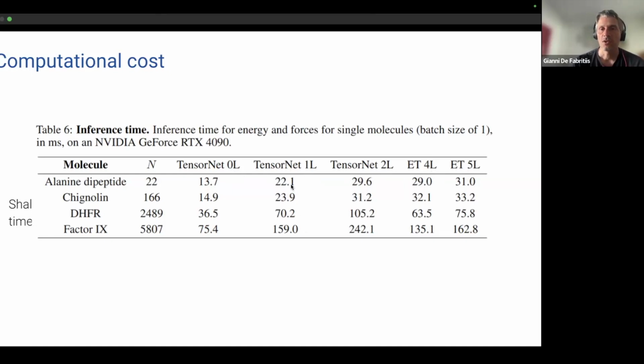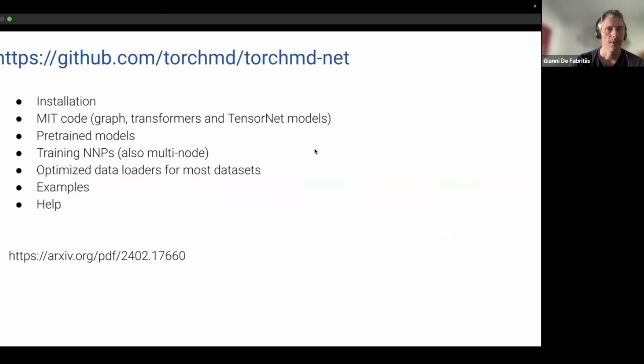And the speed, though, was not as fast as we want it to be, and we are working on an even faster method right now. But this is the method that we currently use in almost everything, this TensorNet. We're not using the equivariant transformer one that much.